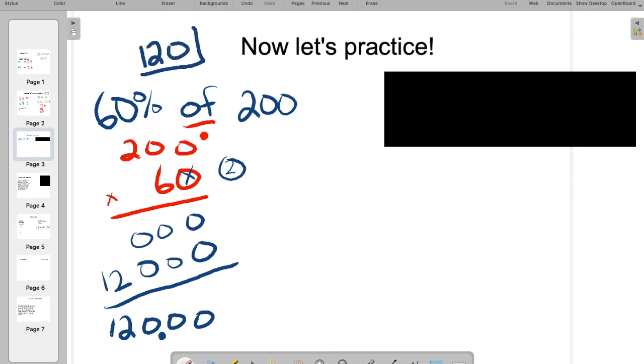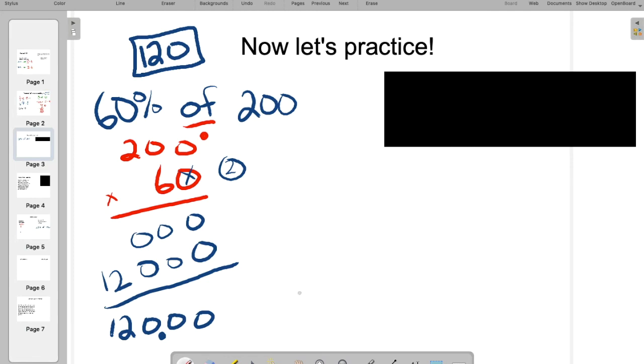which means that 60% of 200 is equal to 120. And what I always like to do at this point is step back and say, does my answer make sense? 60% is close to half. Okay? Half of 200 would be 100. So I need my answer to be slightly greater than 100. 120 is slightly greater than 100. Tells me that I believe I have the correct answer here.